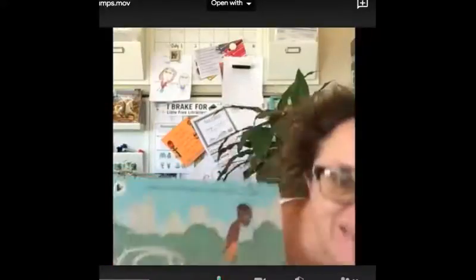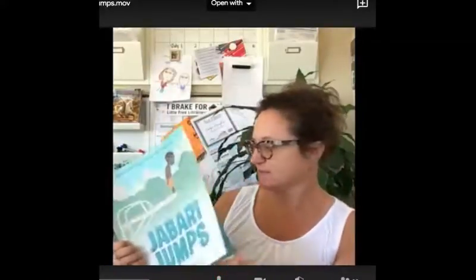Jabari is almost ready to make a big, brave splash. Jabari Jumps. It also says to Larkin, who is already a great jumper, and her big brother Rowan, who uses his bravery every day.